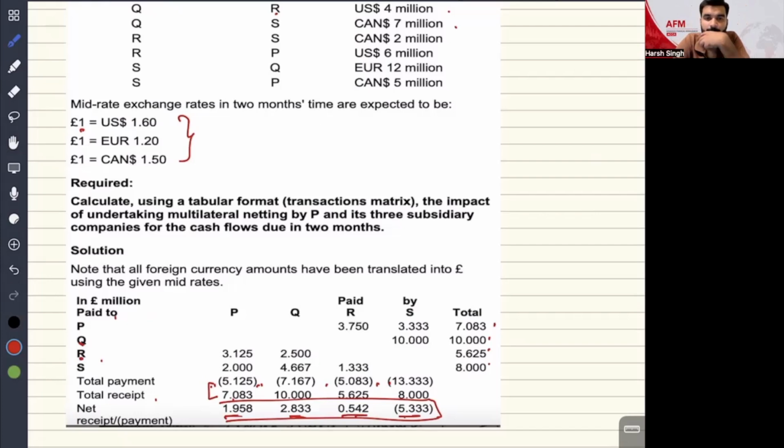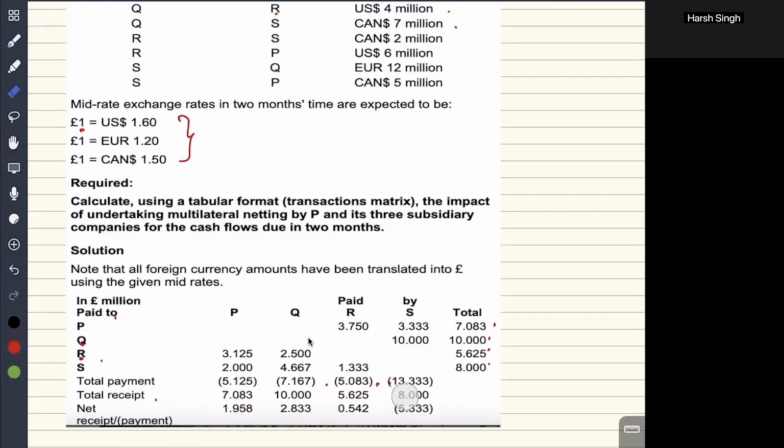Yes, sir. I think I got it. It's easy. We just need the net amount. Correct. We have to connect the amounts, that's it.